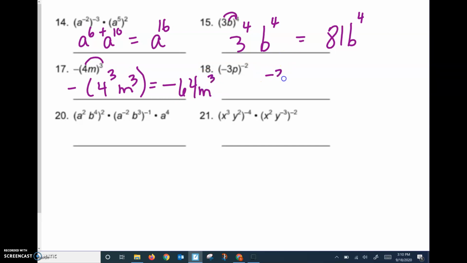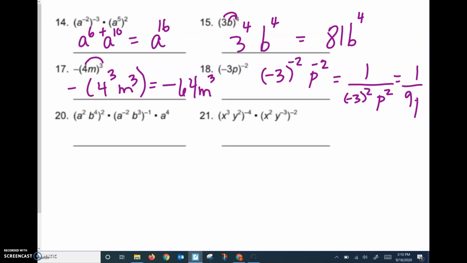All right, bring that negative 2 in. So we have a negative 3 to the negative 2 power, and p to the negative 2 power. Well, both of those exponents are negative, so I'm going to have to write it as 1 over negative 3 squared and p to the 2nd. Notice when I wrote both of those in the bottom, neither one of them have a negative anymore. So we have 1 over, and negative 3 squared is 9, and then p squared.